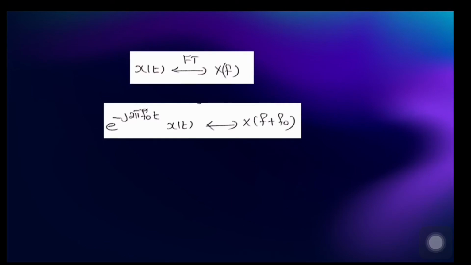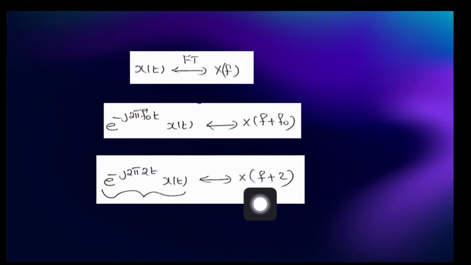Let us first find the inverse Fourier transform of X(f+2) using this property. Based on this property, we can write the inverse Fourier transform of X(f+2) as e^(-j2π·2t) x(t). Got it? The next property we are going to use is the scaling property.